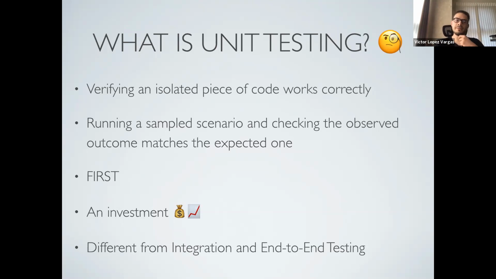Then we have FIRST. FIRST is an acronym that describes how unit tests should be working. It was described in the book Clean Code by Bob Martin. FIRST implies that tests have to be fast. They have to run as fast as possible. They need to be isolated. They should not depend on any other unit test or on an external state. They need to be repeatable. They always have to produce the same result. They have to be self-verifying, meaning it either passes or fails. There's no ambiguity.